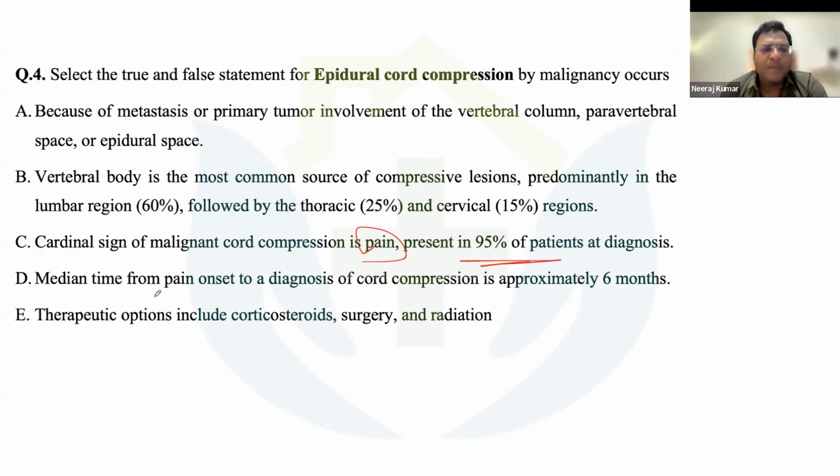The cardinal sign of malignant cord compression is pain, and it is present in 95% of the patients at diagnosis. If you look at the median time from pain onset to a diagnosis of cord compression, it usually takes 6 months. And therapeutic options include corticosteroids, surgery, and radiation. Okay. Now, how many of you marked it true? Let's see.